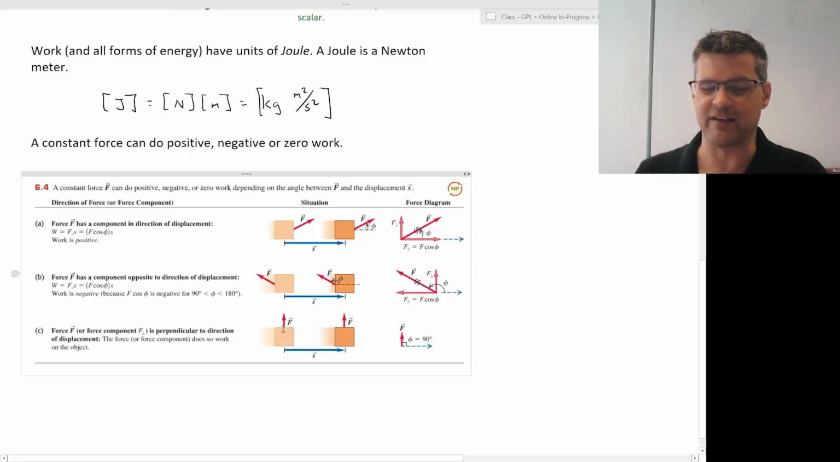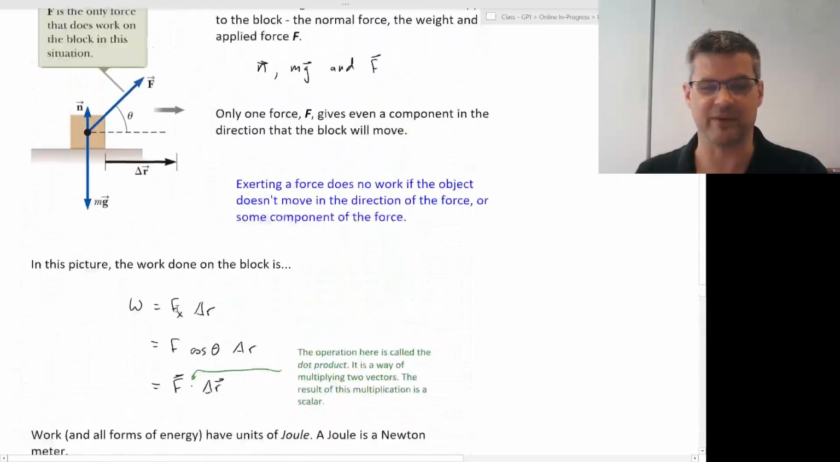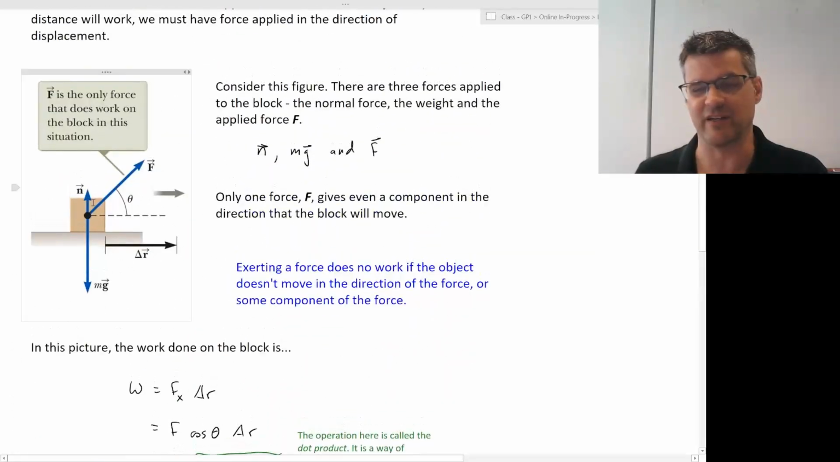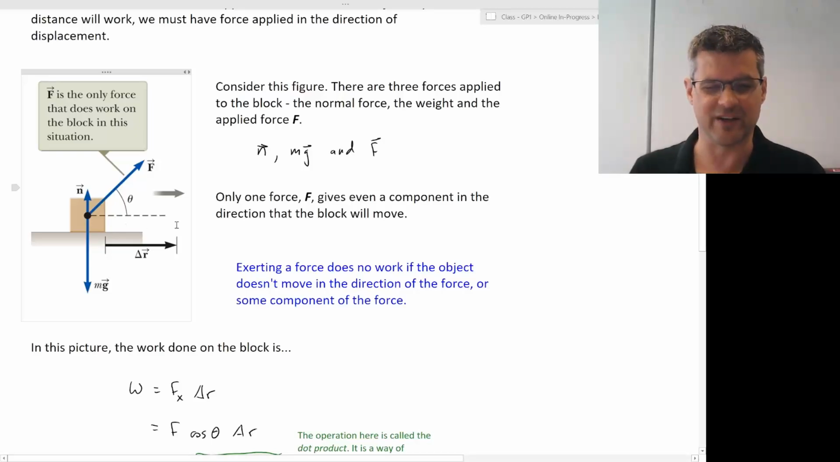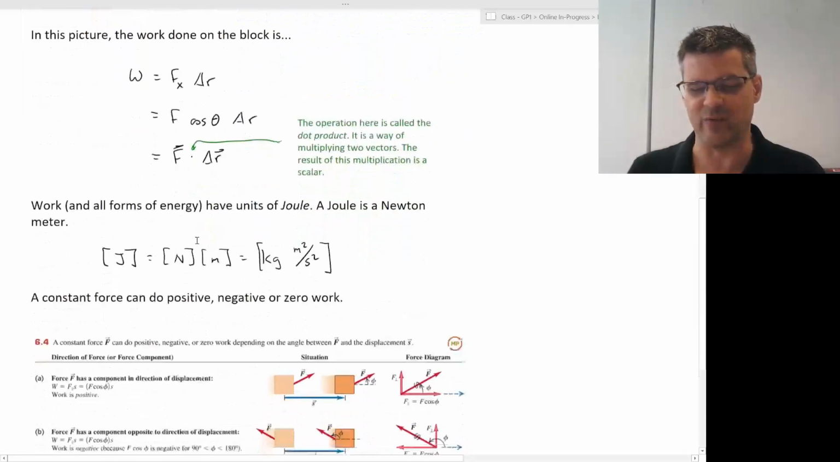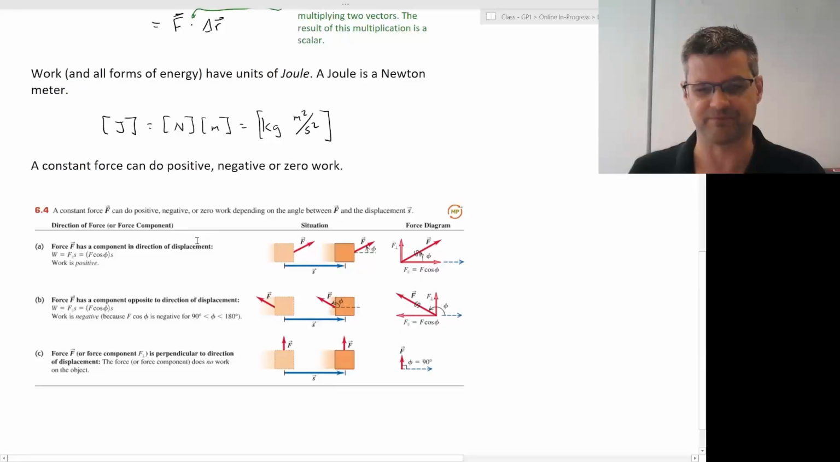And any time that I have some force that's perpendicular to the displacement, it doesn't do any work. So in this picture that we have above, the normal force is not doing any work even though the block is moving. The weight force is not doing any work, even though the block is moving. The perpendicular component of F isn't doing any work, even though the block is moving. Only that component of force in the direction of motion is doing any work in our system.